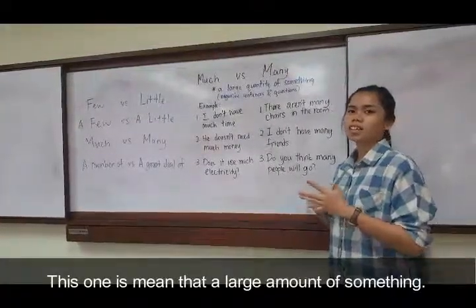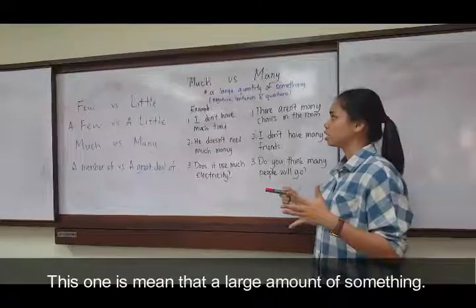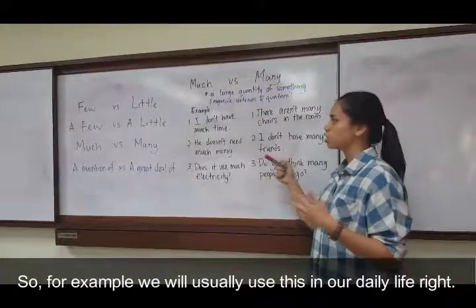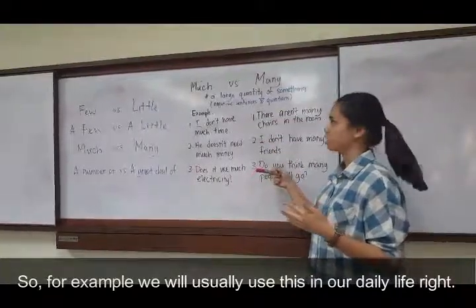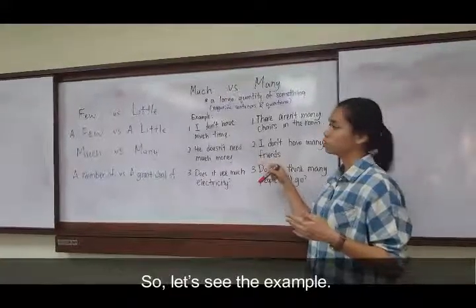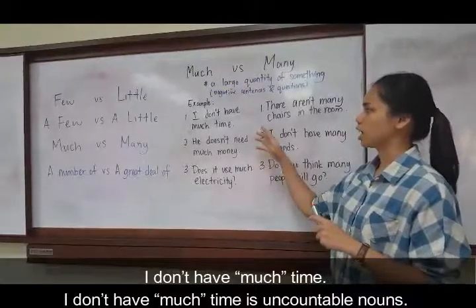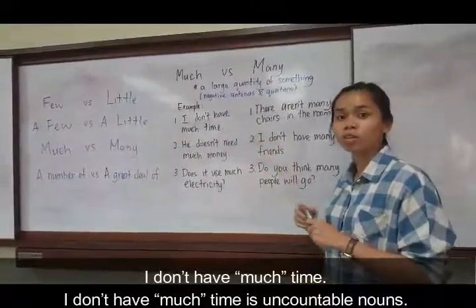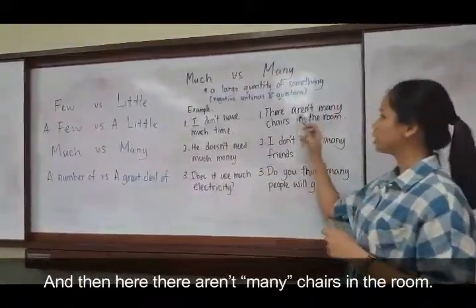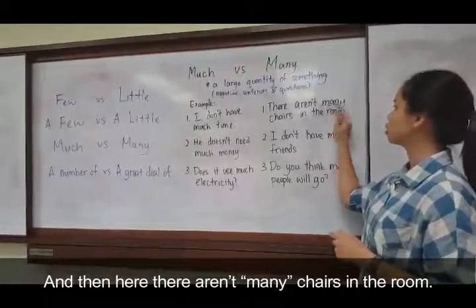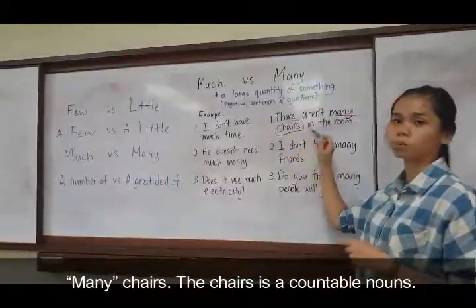So the last one is much versus many. This one means a large amount of something. We usually use this in our daily life, right? So let's see the examples. I don't have much time. I don't have much time is uncountable nouns. And then here, there are many chairs in the room. Many chairs. The chairs is a countable noun.